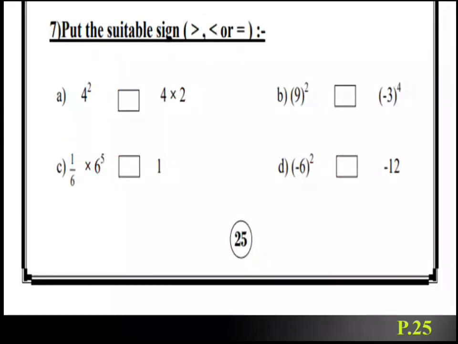Exercise number 7 in page 25. Put the suitable sign greater than, smaller than, or equal. 4 powers 2 and 4 times 2. 4 powers 2 equals 16 and 4 times 2 equals 8. So 16 is greater than 8. And the next one, 9 powers 2 equals 81. And negative 3 all power 4 equals 81. So they will be equal.